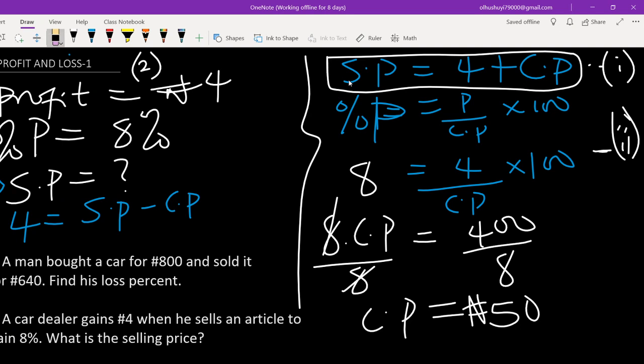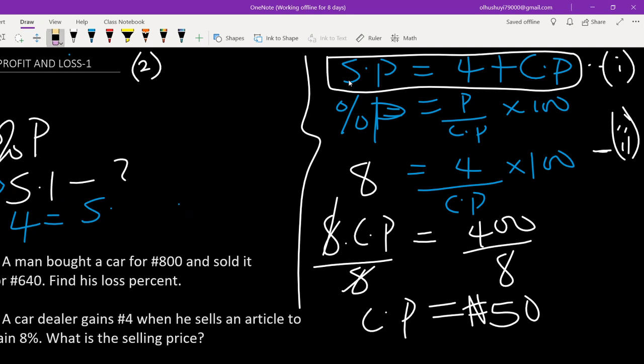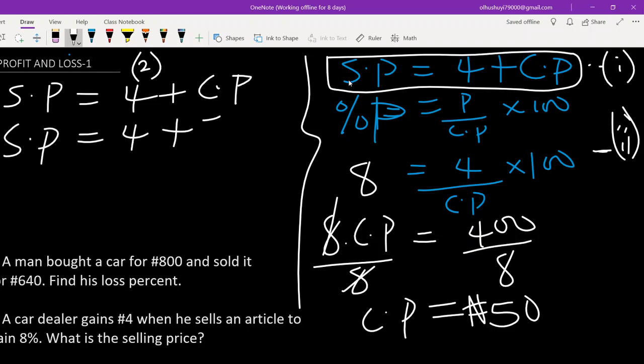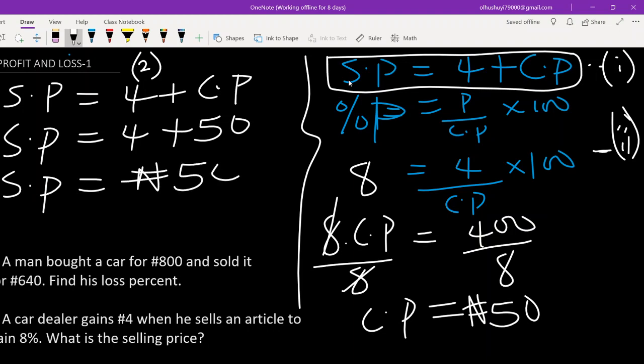Going back to equation 1, where our selling price is equal to 4 plus the cost price, so our selling price will be equal to 4 plus 50. So our selling price automatically becomes 54 naira.